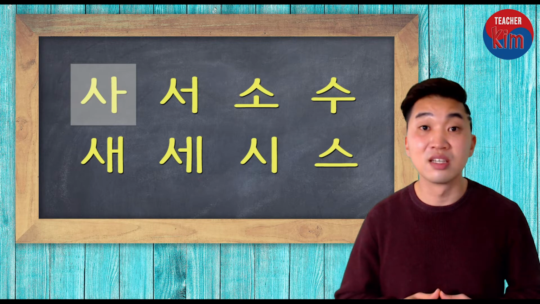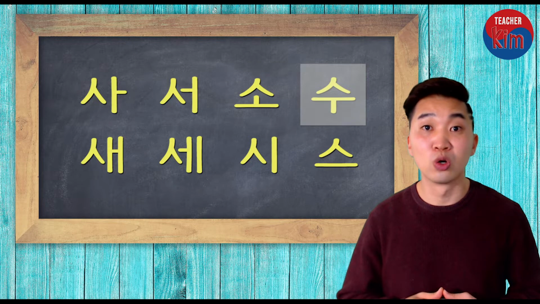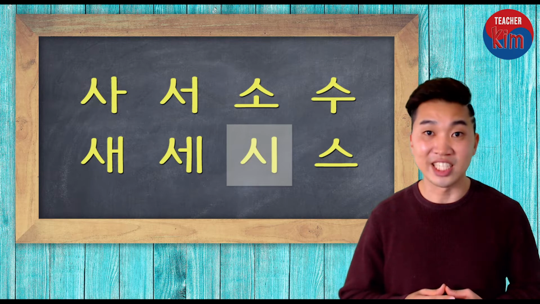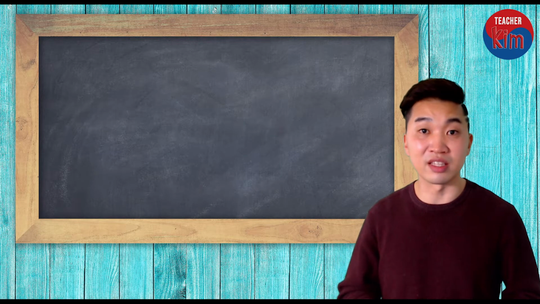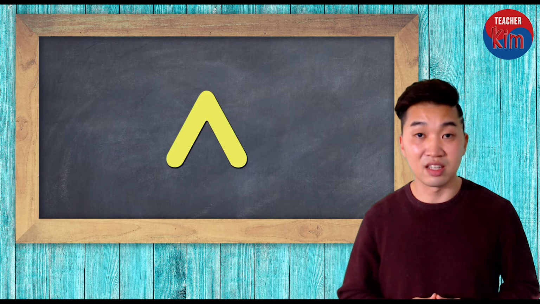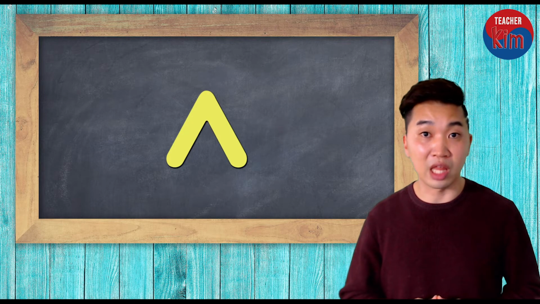Let's try it again. 사, 서, 소, 수, 세, 시, 스. Okay, now I'm explaining how to write this consonant. Maybe if you type this consonant on the computer or mobile device, it looks like this. But if you do handwriting, we don't write it that way.